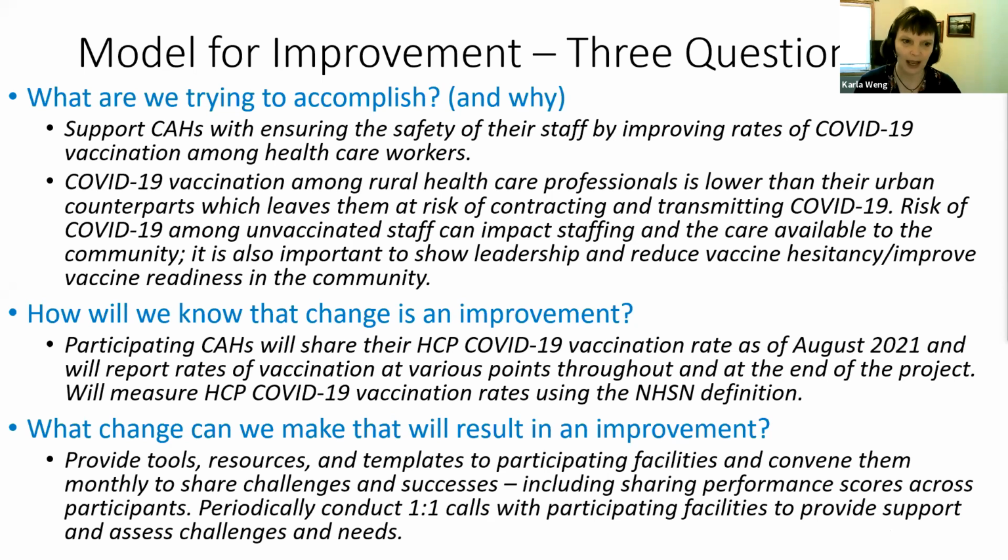How will we know that a change is an improvement? We propose that the participating critical access hospitals will share their healthcare provider COVID-19 vaccination rate as of August 2021, and will report rates of vaccination at various points throughout and at the end of the project. We said we were going to use the HCP COVID-19 vaccination rate using the NHSN definition. So this is a measure that can be reported into CDC, and possibly is going to be required to be. It's not required at this point, but that's where we would pull the definition for our measure for this project.